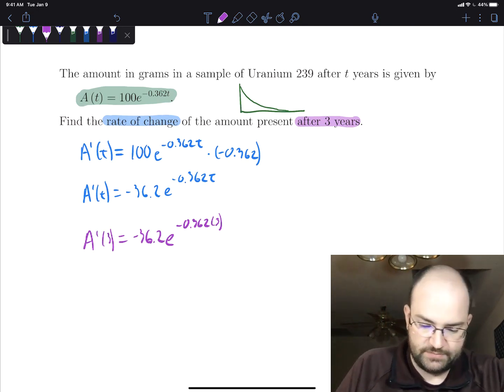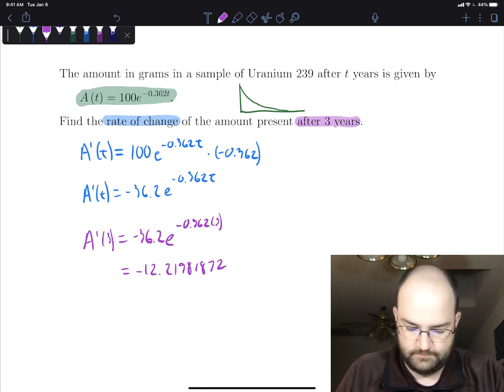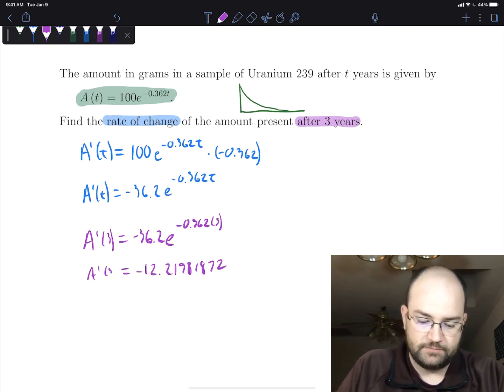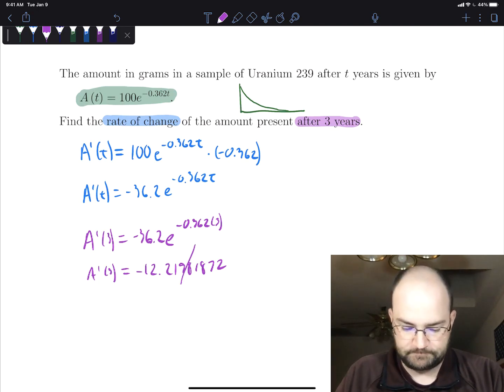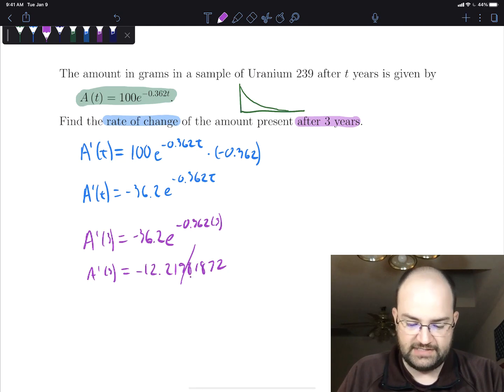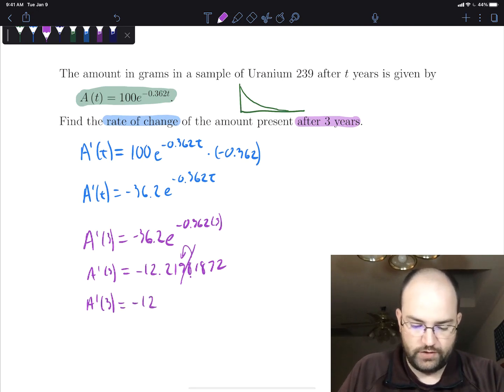And notice that it tells me it is negative 12.21981872. That is A prime of 3. And because we're talking about grams, let's go to the milligram, which means 3 decimal places. And so if that's an 8, that means that we round this up. So A prime of 3 is actually going to be negative 12.220 grams.